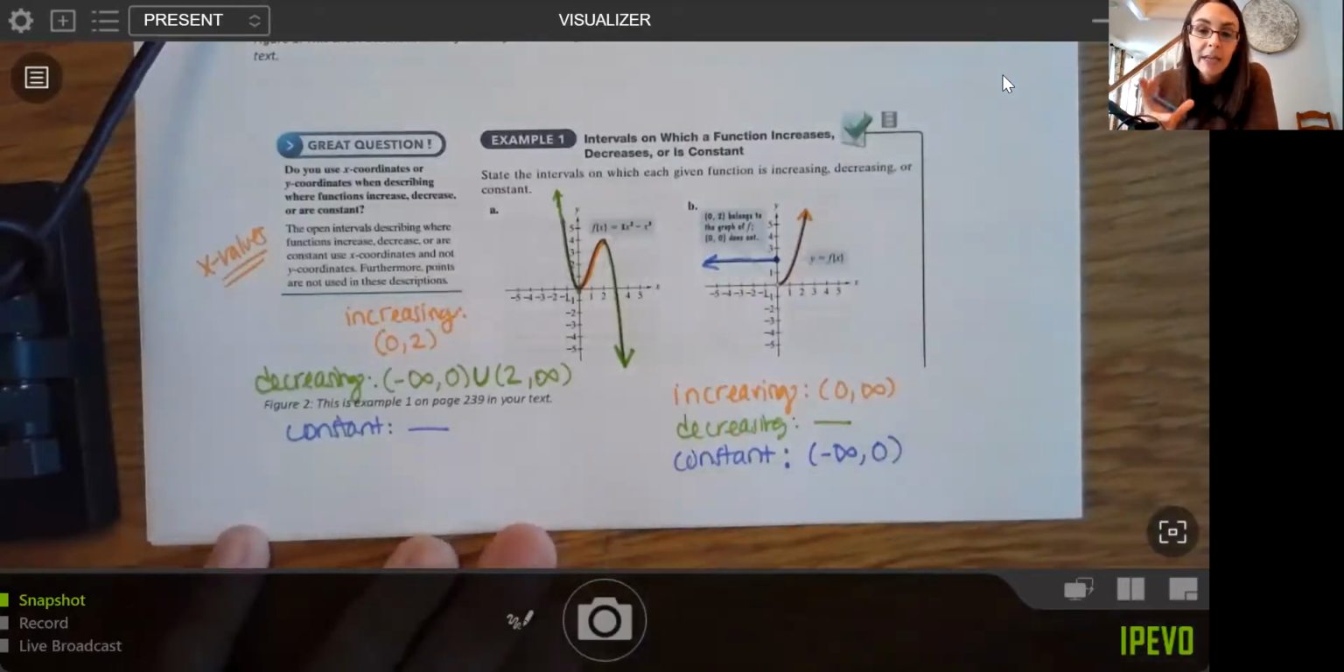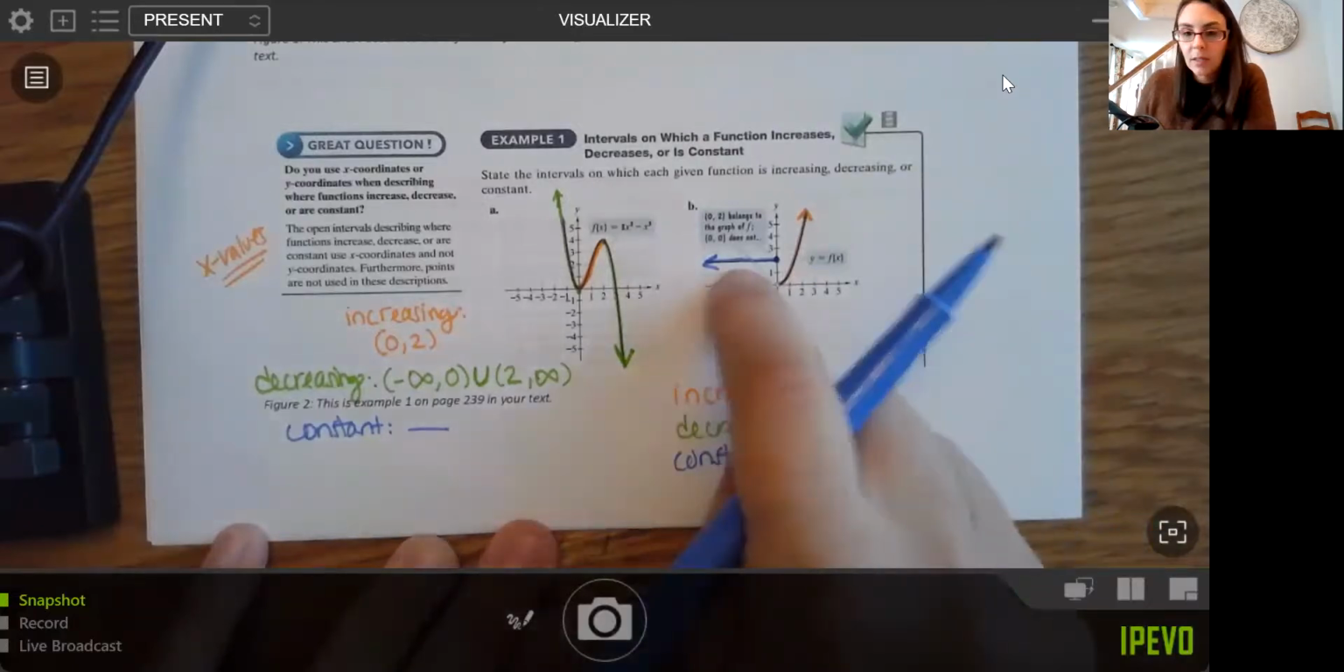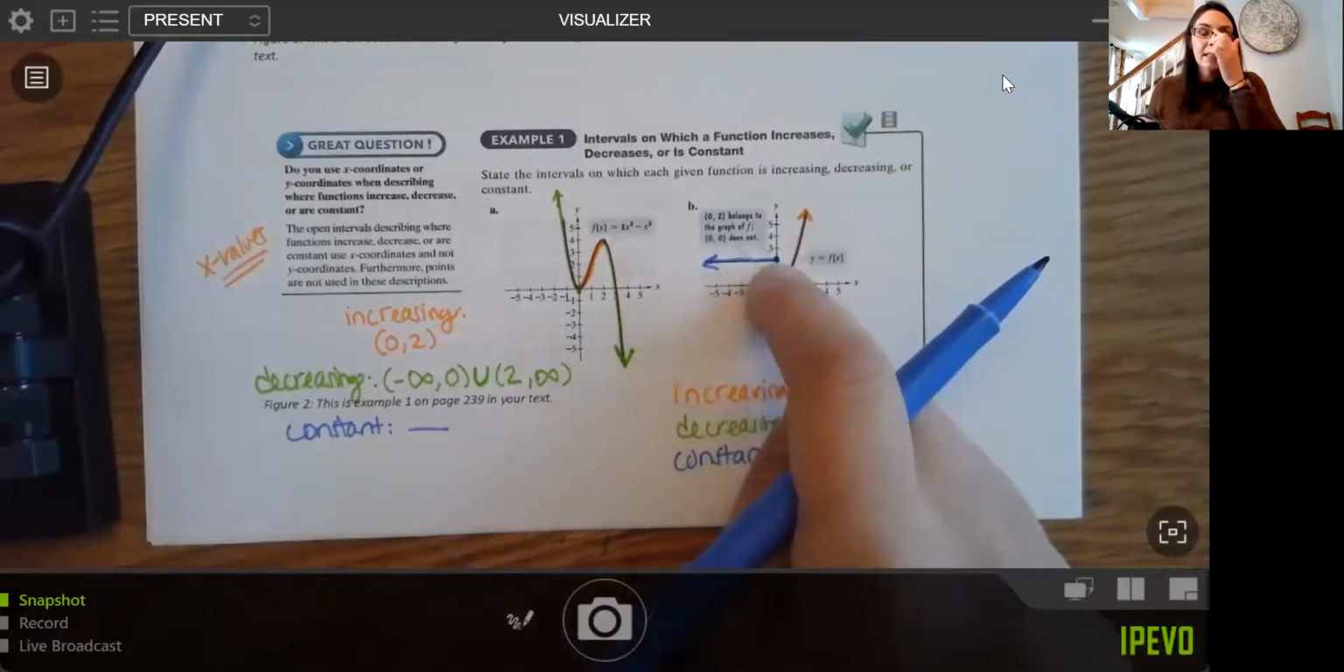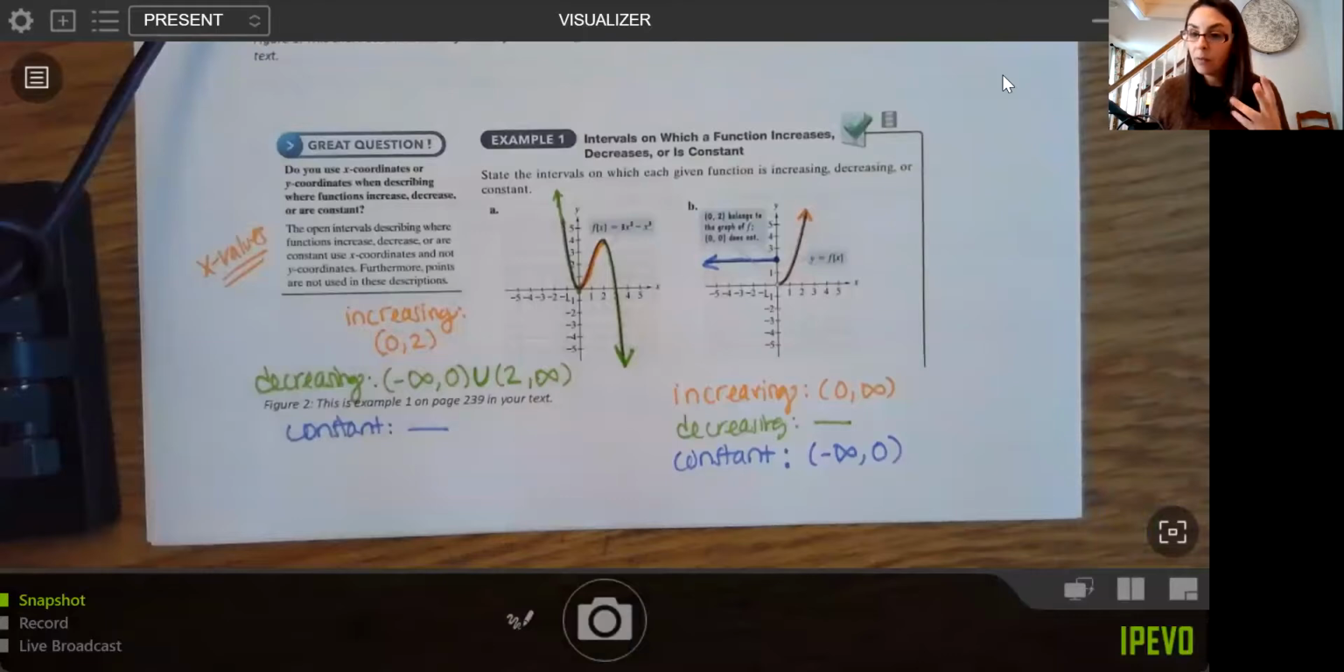And again, for increasing, decreasing, and constant, we do use parentheses. So I know the endpoint is included there, but really singular points are static. They don't really have direction or movement. So we like to use parentheses when we're talking about increasing, decreasing, and constant.